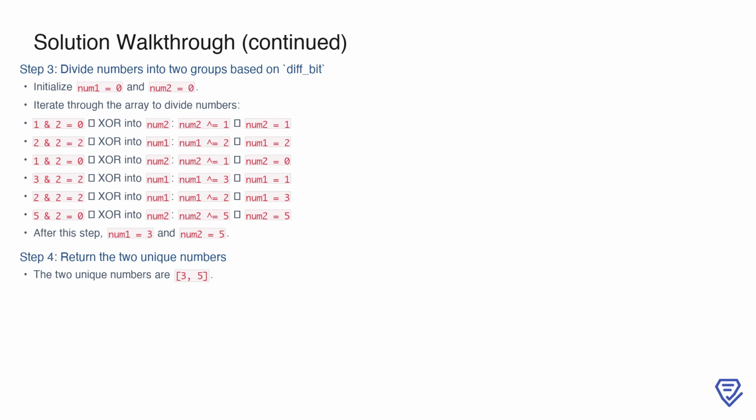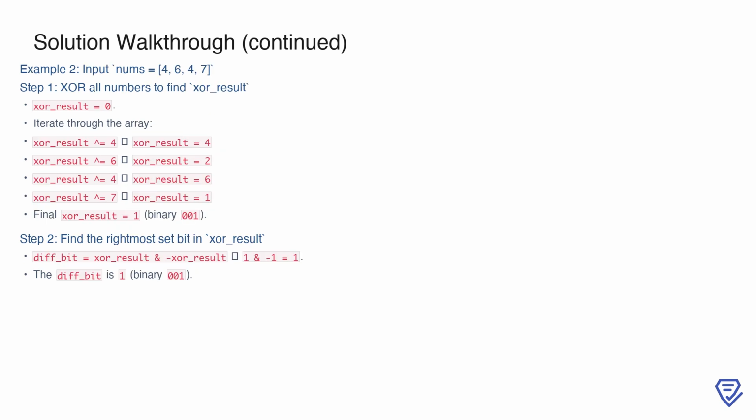For example, in the input array, the number 1 does not have the diff_bit set, so it is XOR'd into num2. The number 2 has the diff_bit set, so it is XOR'd into num1. Continuing this process for all numbers, we eventually find that num1 equals 3 and num2 equals 5. These are the two unique numbers in the array, and we return them as the result.